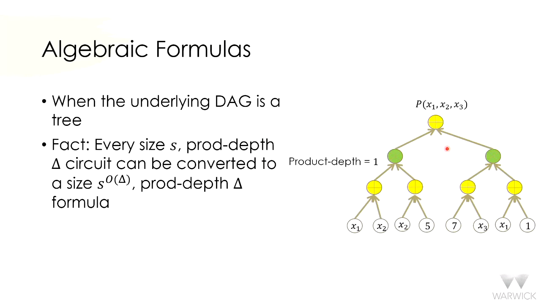Okay, and then similarly, you can define algebraic formulas. These are special kinds of circuits where the underlying DAG is a tree, right? So the out-degree of every node is at most 1.